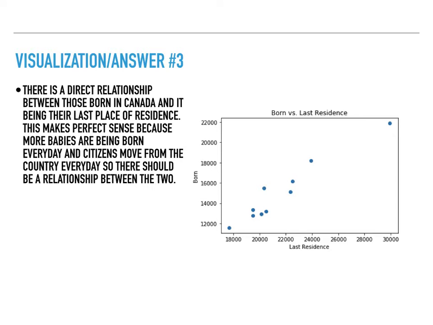On this graph, the x-axis is the last residence and the y-axis is born. As you can see, they both trend in an upward direction at the same rate.